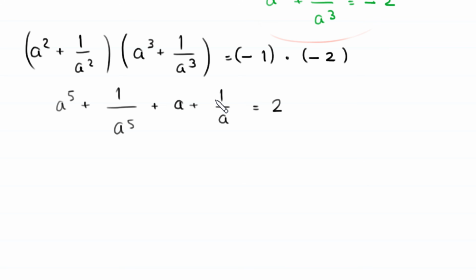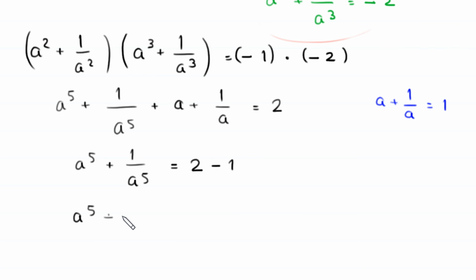And this a plus 1 over a is equal to 1. So this will become a to the power 5 plus 1 over a to the power 5 equal to 2. We move 1 to the right hand side, this will become negative 1, and we get the value of a to the power 5 plus 1 over a to the power 5 equal to negative 1.